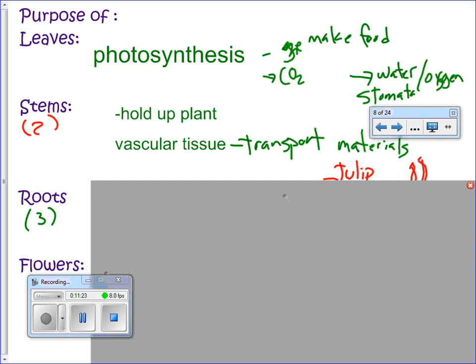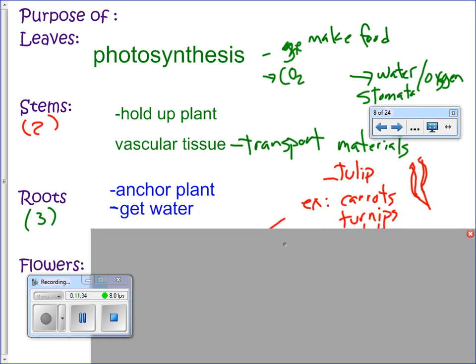Excellent. So they absorb water and minerals from the ground. And what else do they do? They anchor it to the ground. They hold it down so it doesn't tip over. Those are the two easy ones. And what else do those tricky roots do?